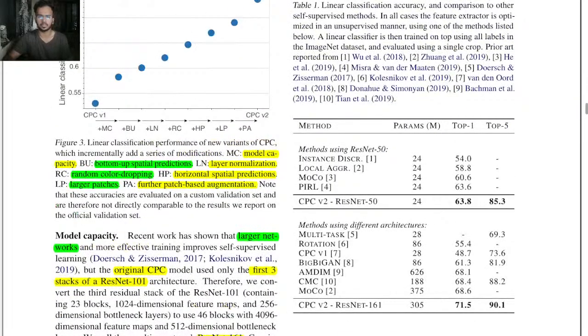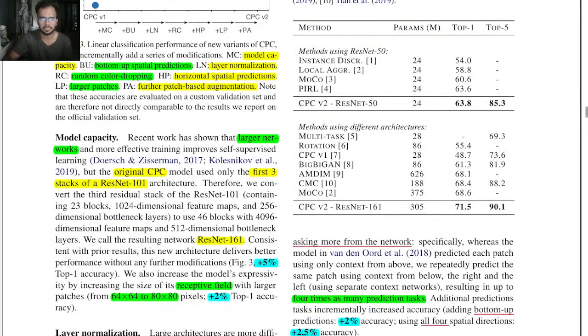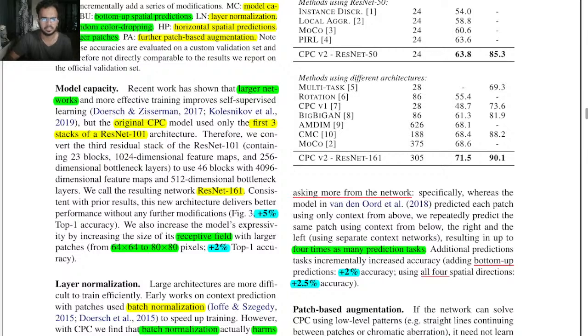We'll see briefly what they did in each of these methods. In model capacity, they just tried larger networks. In the original CPC, they had only the first three stacks of ResNet 101. They converted the third residual stack of ResNet 101, which contains 23 blocks of 1024 dimensions. Instead, they used 46 blocks with 4096 dimensional feature maps. So instead of 23 blocks, they used 46 blocks, 1024 feature maps to 4096, and 256 to 512 was mapped. This is the network that they call ResNet 161.